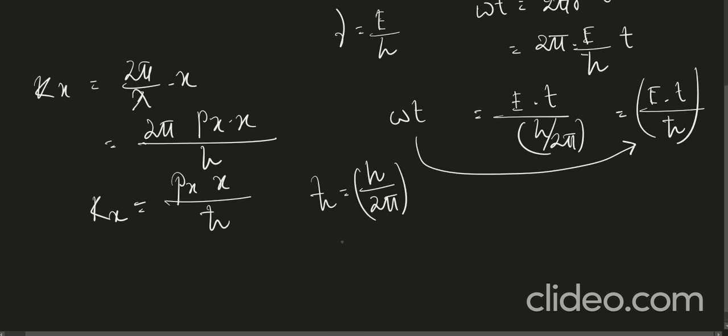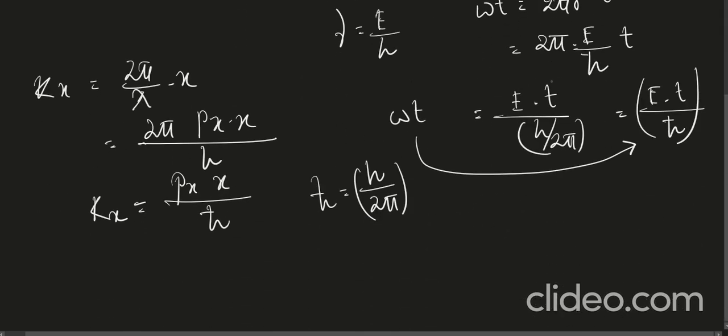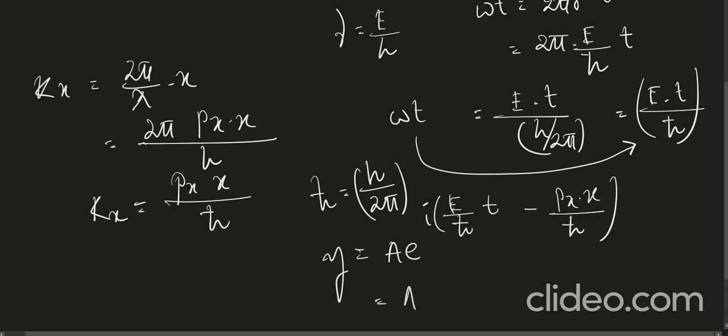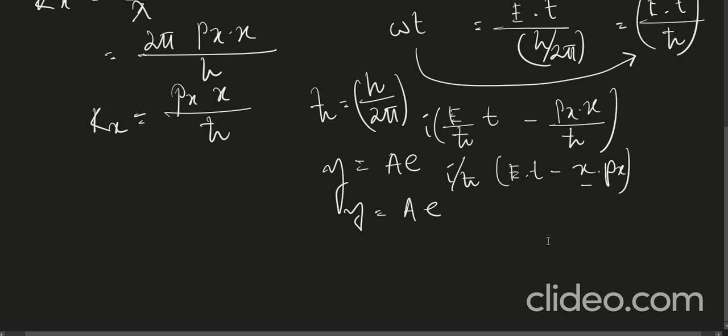Let's say this is our equation 1. Now we substitute these values in equation 1 to express the plane wave moving in the x direction. The equation is y equals a e to the power i, where instead of omega we put this value, and instead of k we put this value. The final expression is a e to the power i by h cut times (E into t minus x into px). This is for the one dimensional case, that's why x and px appear. This is the expression of psi of x, t.